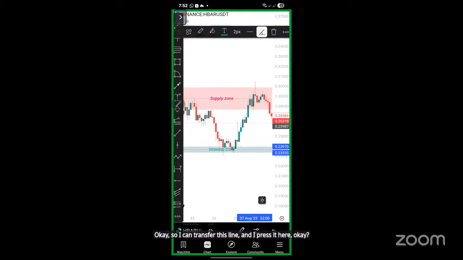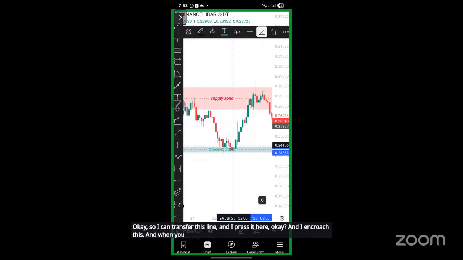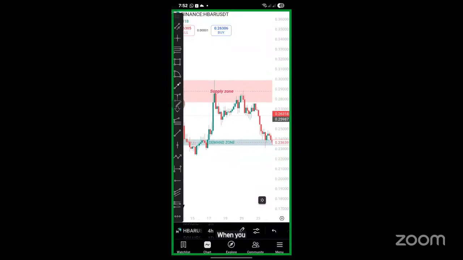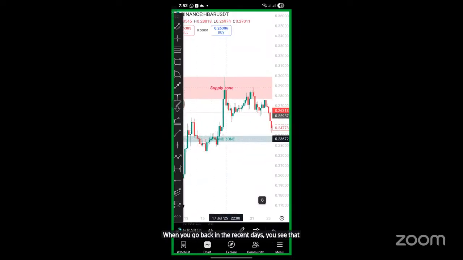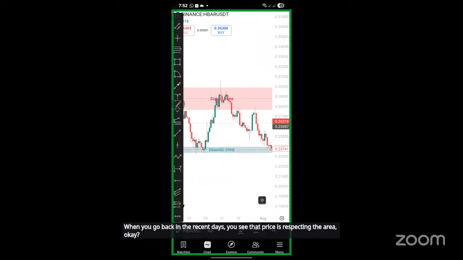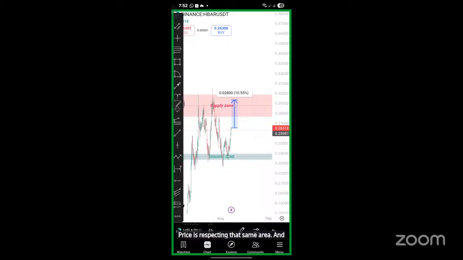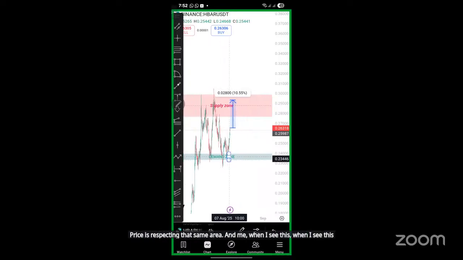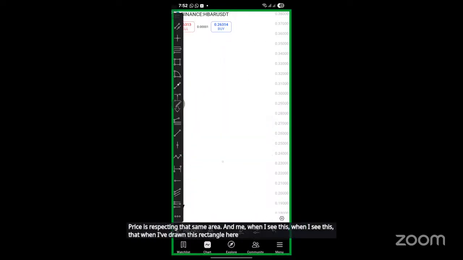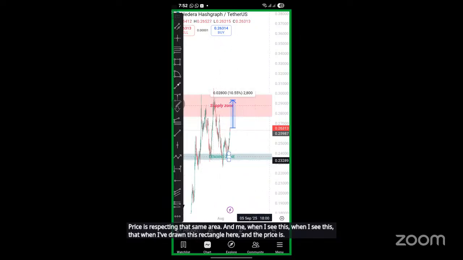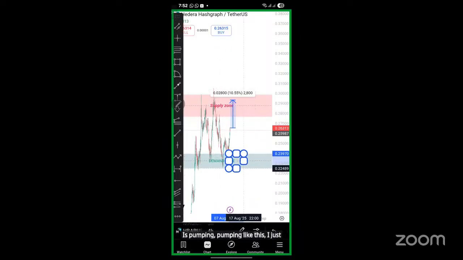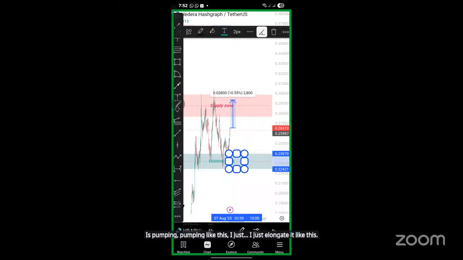And I enclose this. And when you go back in the recent days, you see that price is respecting the area. Price is respecting the same area. And me, when I see this, that I've drawn this rectangle here and the price is pumping like this, I just elongate it like this, and it taps into all the levels.